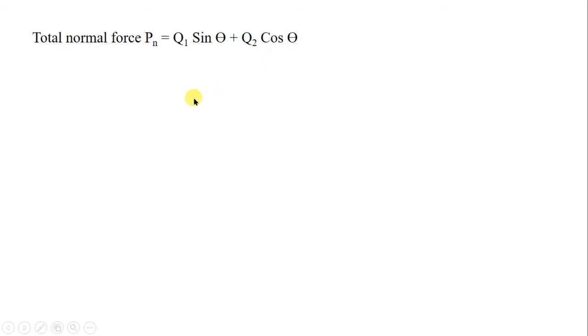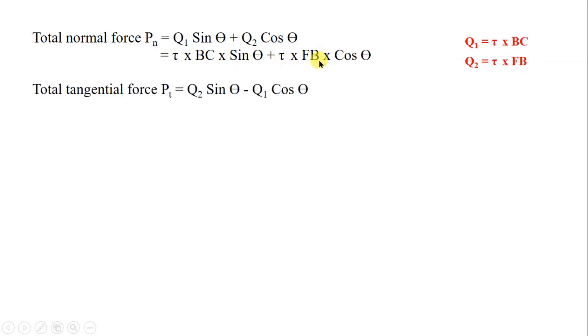Now substituting the values of Q1 and Q2 here, it becomes tau into BC into sin theta plus tau into FB into cos theta, with the values of Q1 and Q2 already found in the previous step. And your total tangential force Pt becomes Q2 sin theta minus Q1 cos theta. So substitute for Q2 and Q1, that is tau into FB into sin theta minus tau into BC into cos theta. Now what happens to the normal stress sigma?